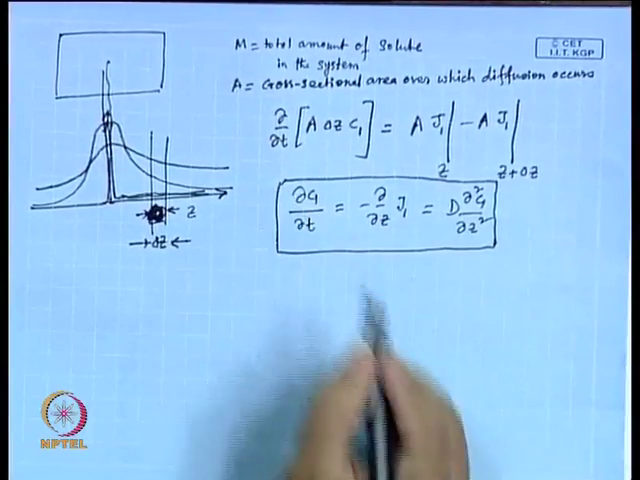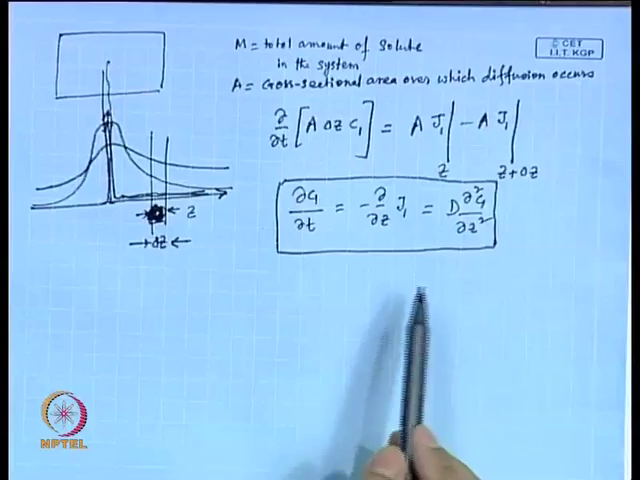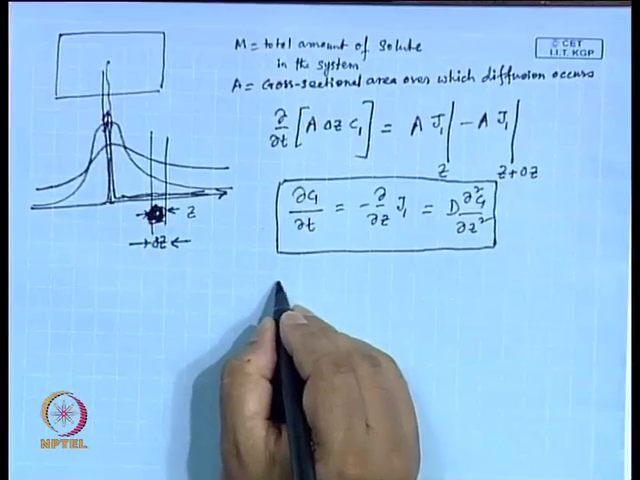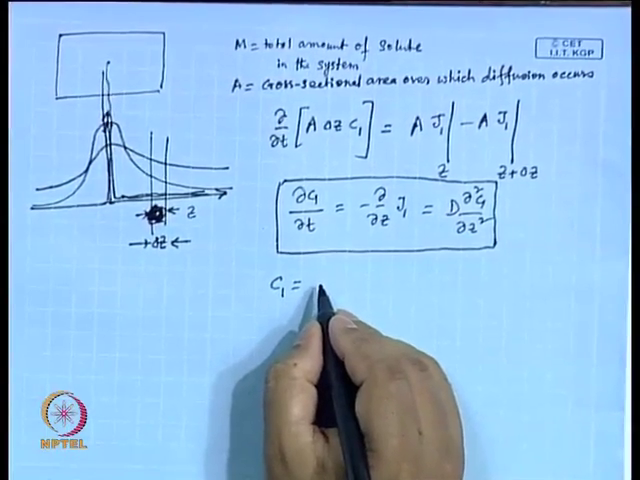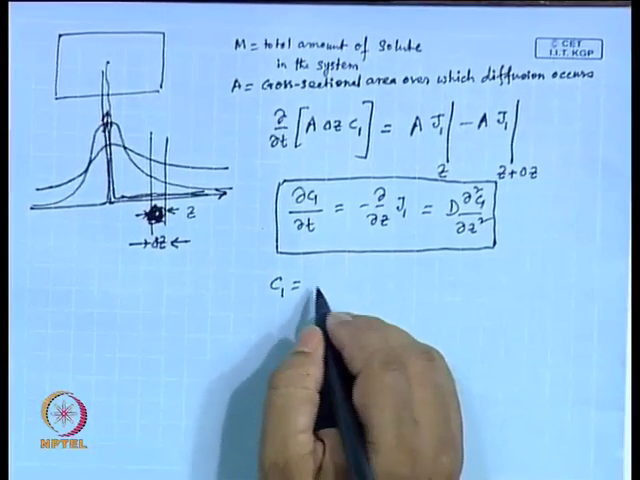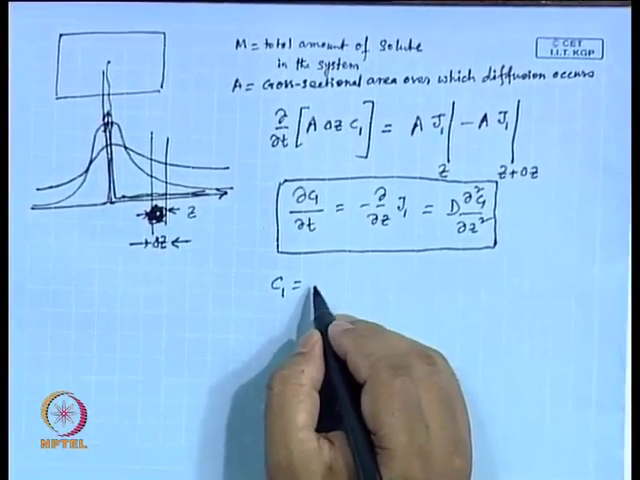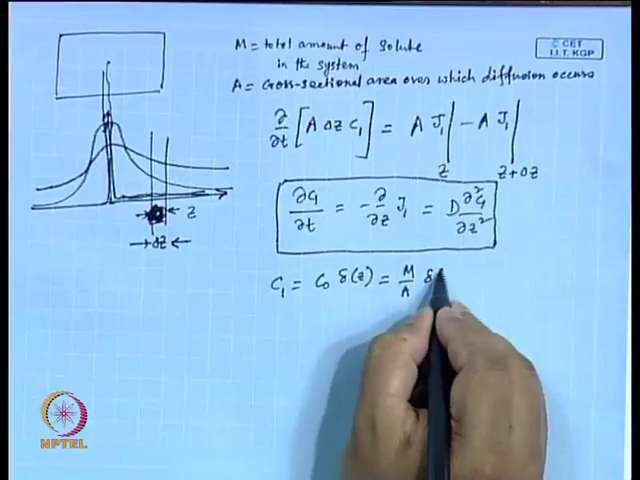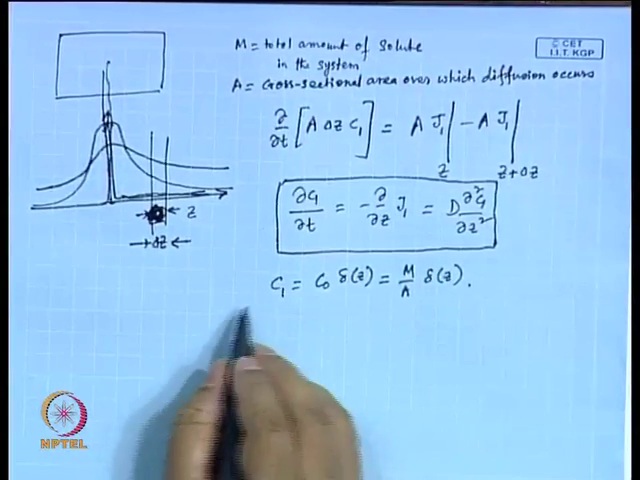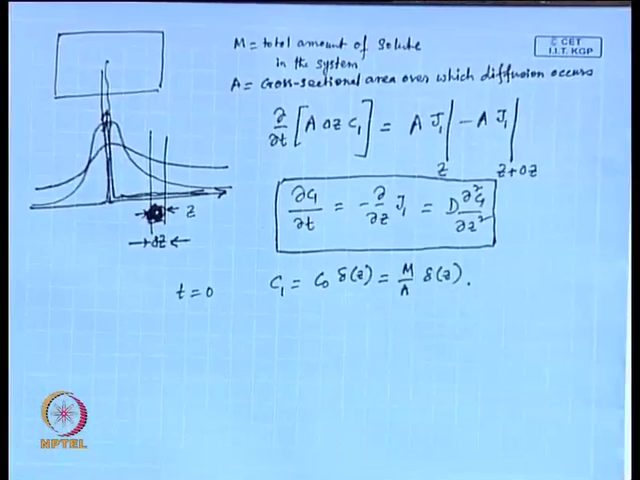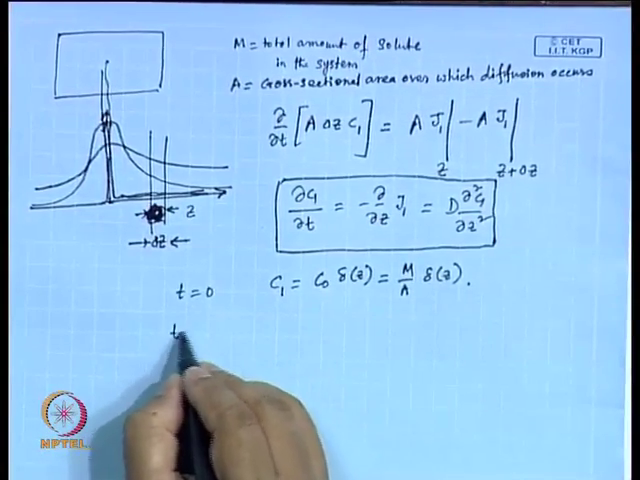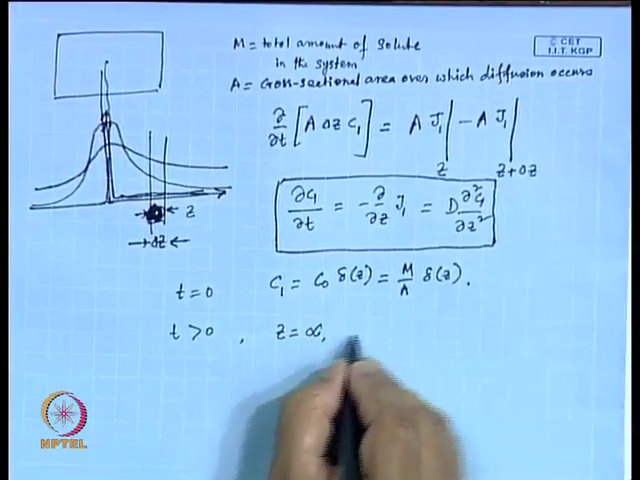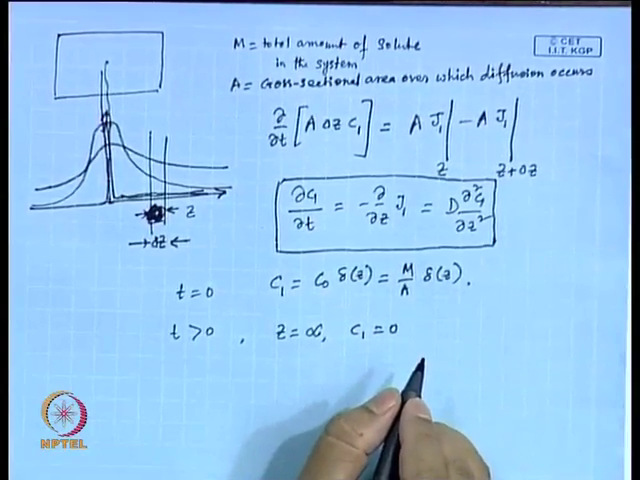You must have seen this equation in the context of mass transfer, only we revisit that and we ensure that for a spot of tracer we arrive at this equation. Now, one thing you must understand, that this C1 would be written as C0 delta Z, that is equal to m by A delta Z. So, that is the condition at t is equal to 0, okay. And at t greater than 0, the only thing we know is that at z is equal to infinity, C1 is equal to 0, that is the other condition we have.